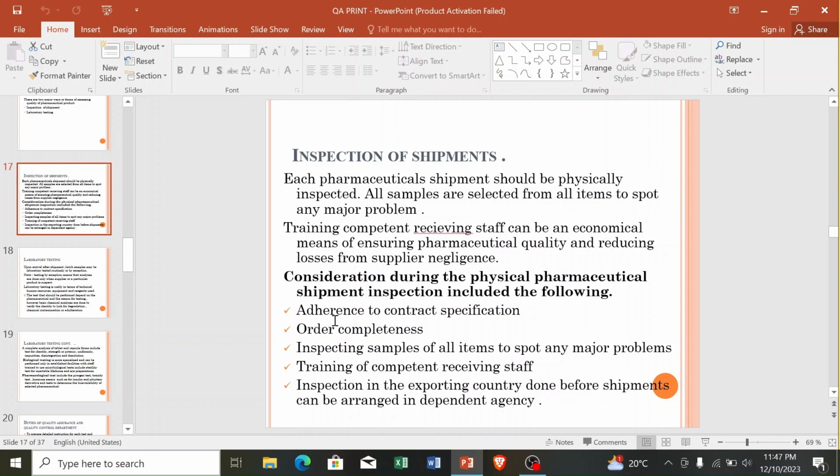All right, so considerations during physical pharmaceutical shipment inspection include the following: adherence to the contract specifications. This is what you are going to inspect. Order completeness. Have they brought for us whatever we ordered? Have they brought all of it? Then we are also going to inspect samples of all items to spot any major problems, and then we are going to do training of competent receiving staff. You should always keep training your staff on different methods of receiving and what they need to check out in receiving. Inspection in the exporting countries is done before shipments can be arranged in different agencies.